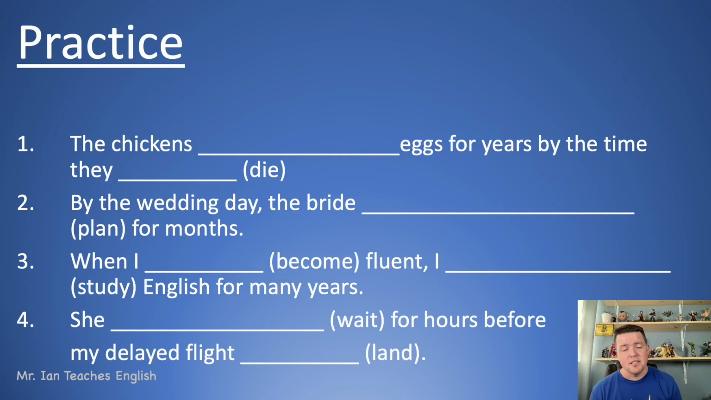All right, let's practice. Pause the video here if you need to. Take a moment and choose the correct verb tense for what is in the blank. So go ahead, take a moment, and I'll be with you in just a minute. All right, you ready to talk about this? Here we go. Number 1, the chickens all have been laying eggs for years by the time they die.